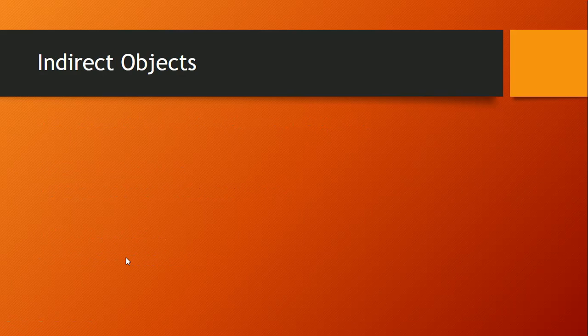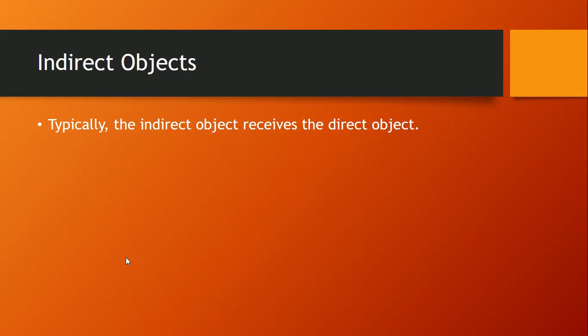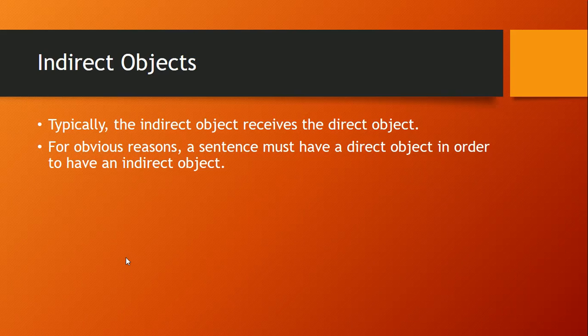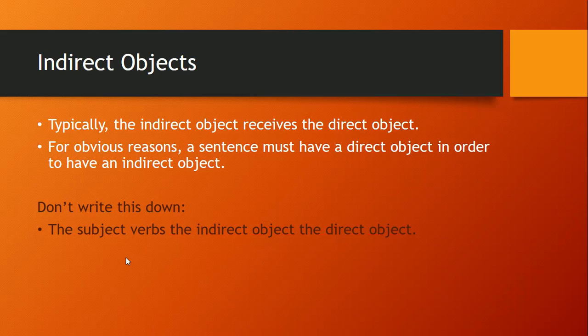Indirect objects, very similar. It usually receives the direct object as a gift. Obviously, you have to have a direct object in order for there to be an indirect object. Always remember that in case you have to identify them. The IO cannot be alone, and that makes sense. You've got to have the direct action for the indirect action. Okay, again, don't write this down. The subject, verb, the indirect object, the direct object. So the subject doing the action gets the action, and this is the object that is being given to the indirect object.